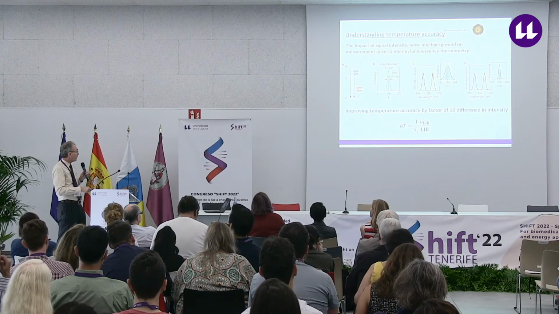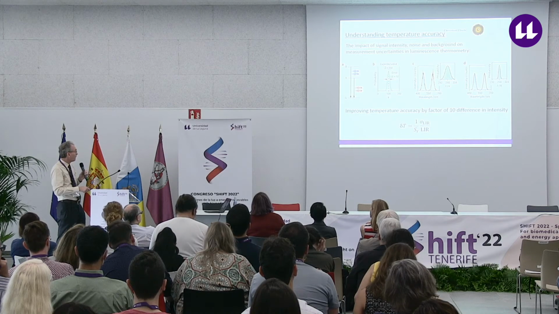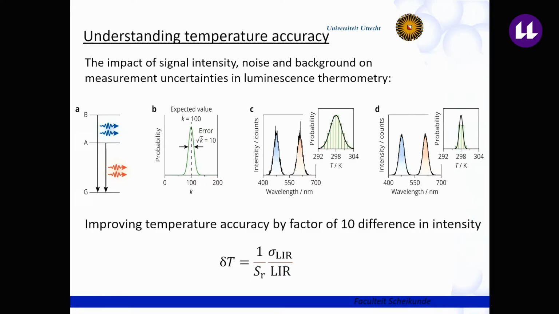When you increase the intensity by a factor of 10, go to 1,000 counts in the peak, then the deviation becomes much smaller. So the variation in temperature, the uncertainty in the temperature, is 1 over the relative sensitivity times the variation in the luminescence intensity ratio over the luminescence intensity ratio.